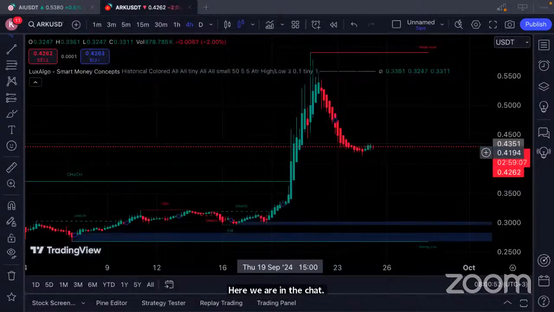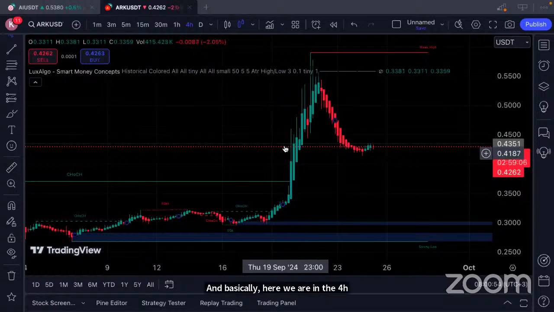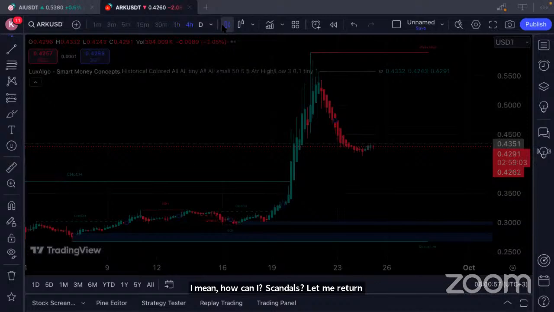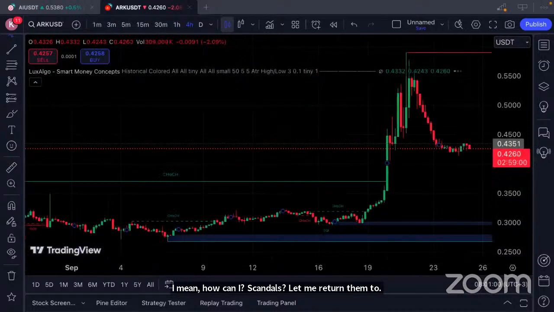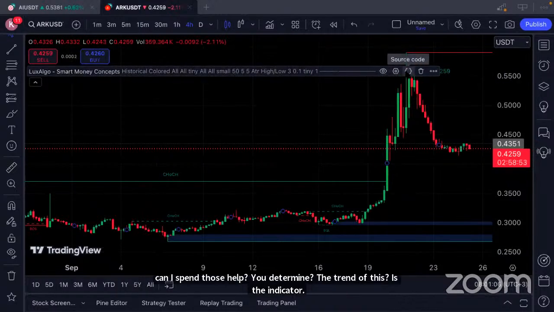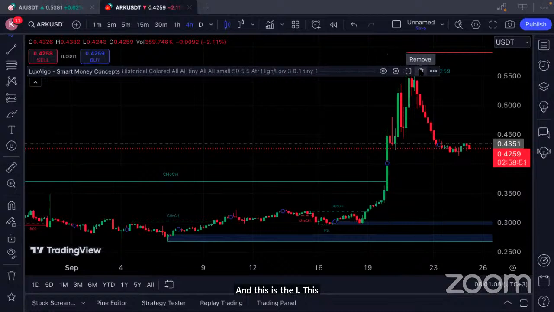And basically here we are in the 4-hour time frame, and I'm in Heikin Ashi candles. Let me return them to ordinary candles. Heikin Ashi candles help you determine the trend of the market. Now this is the indicator. And this is the settings, this is the source code. Okay, let me tap on more here.